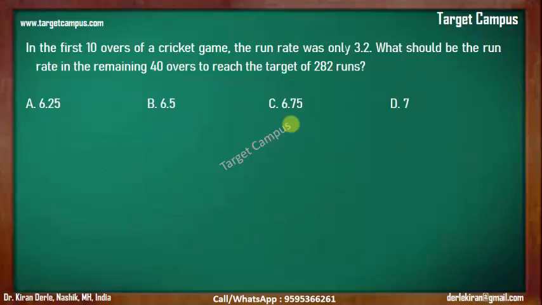Let's move forward. In the first 10 overs of a cricket game, the run rate was only 3.2. We don't concern with only.